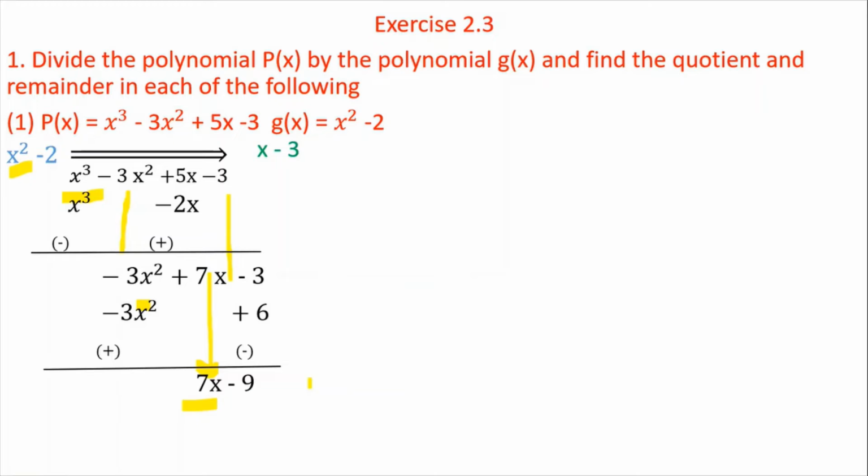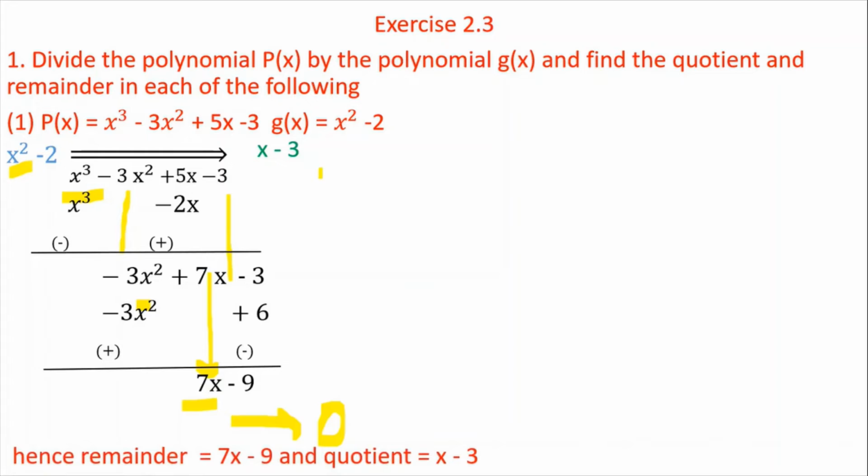We mainly stop the division process in two cases. One, when we obtain the remainder as 0, and the second, when we find the divisor having a higher degree compared to the dividend. So here we have to stop the division process, and we take 7x minus 9 as the remainder and x minus 3 as the quotient.